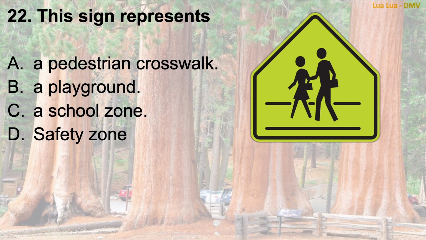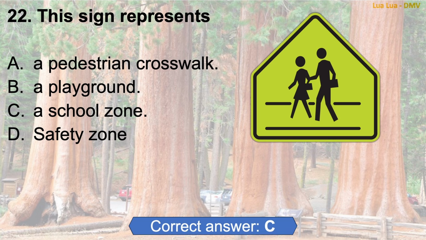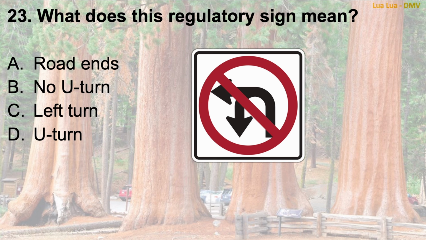Question 22. This sign represents A. A pedestrian crosswalk. B. A playground. C. A school zone. D. Safety zone. The correct answer is C. A school zone.